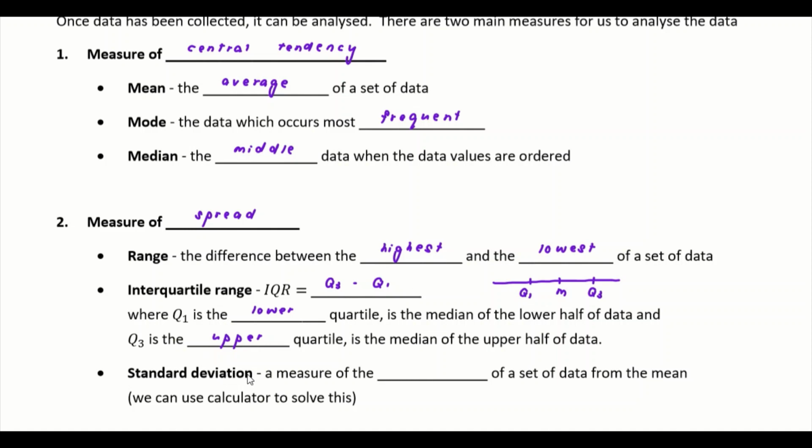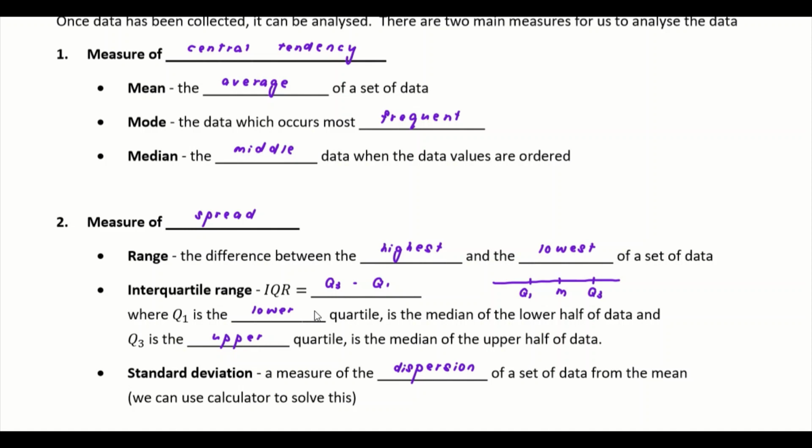Then the last one we have is standard deviation. So it's a measure of the dispersion of a set of data from the mean. So meaning that we want to find how far the data is from the mean. Okay, so actually there's a formula for this standard deviation. But in max application, we don't really need that because we can use the calculator to solve that.